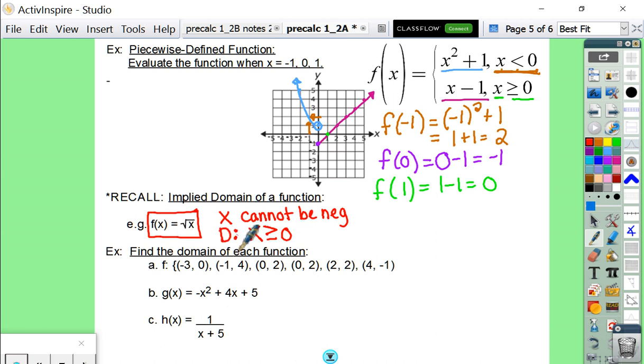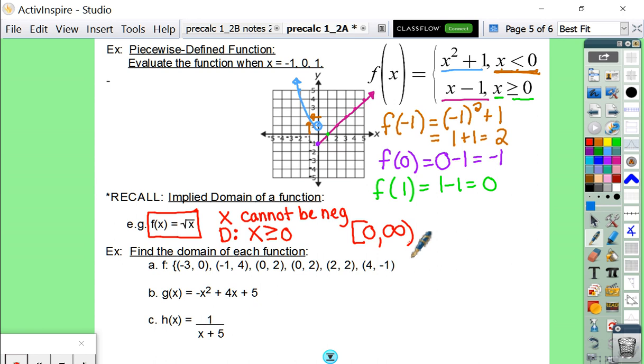Now what would that domain look like if I wrote it in interval notation? Well, I include the 0, so my lowest value that I can plug into x is 0, and then any positive number all the way up to forever, which is infinity, those will work in there. So x is greater than or equal to 0, or in interval notation, from 0 all the way up to infinity, all those numbers would work.